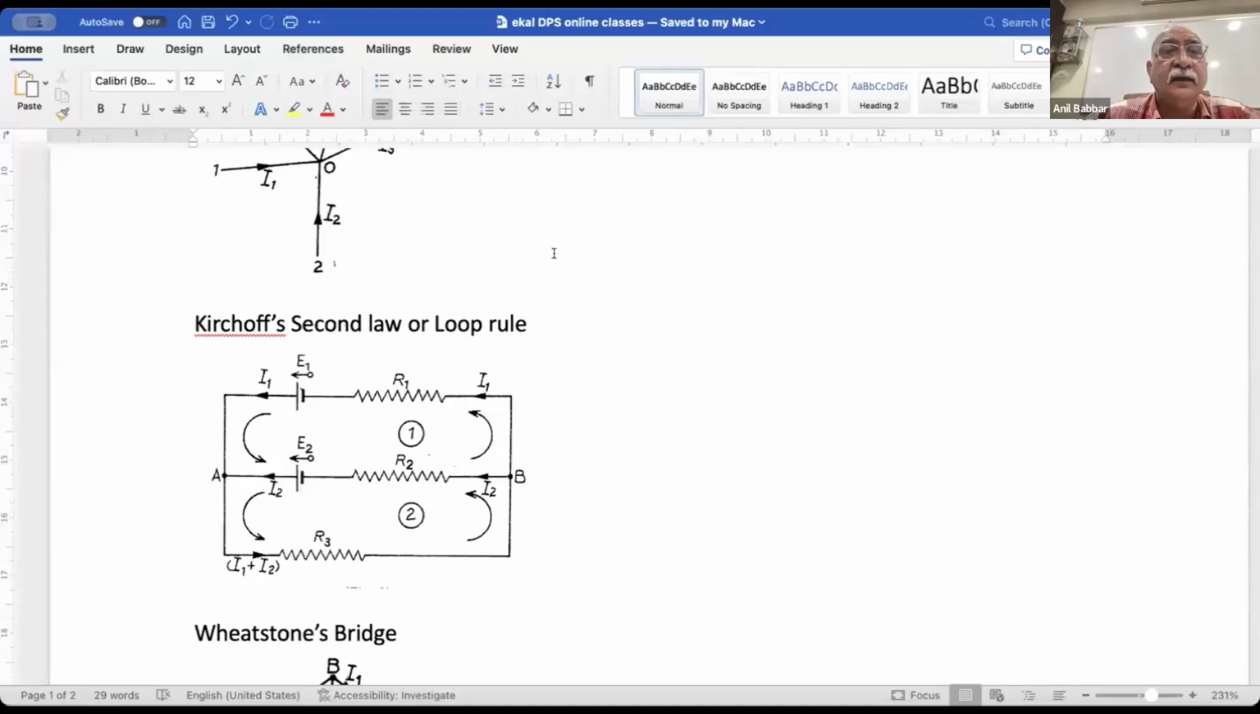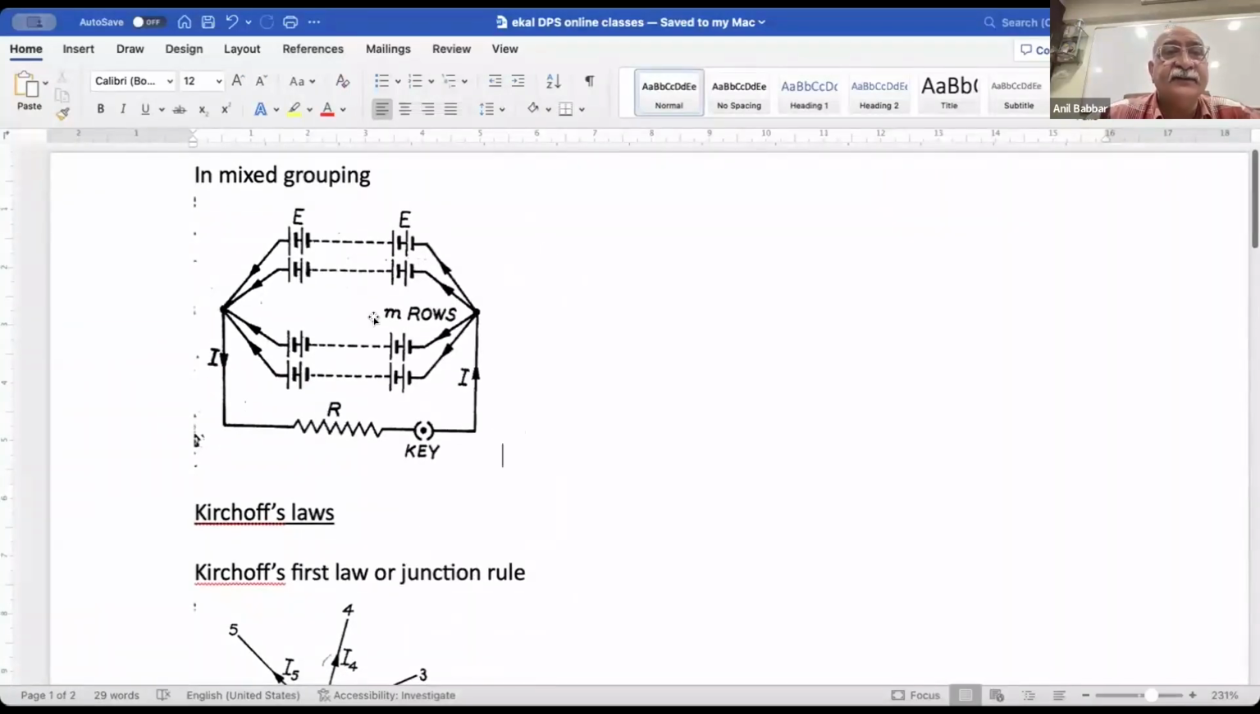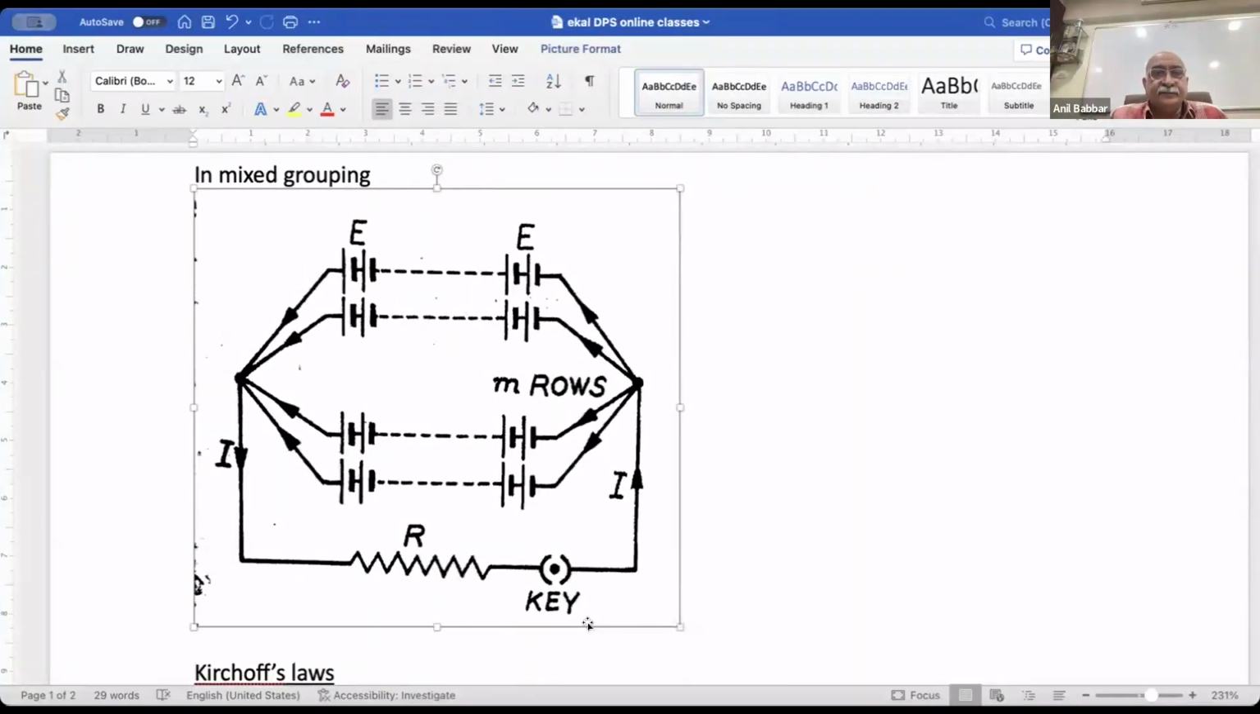So now today we'll start with the mixed grouping of the cells. It is like this. So this is the diagram which we are going to read.